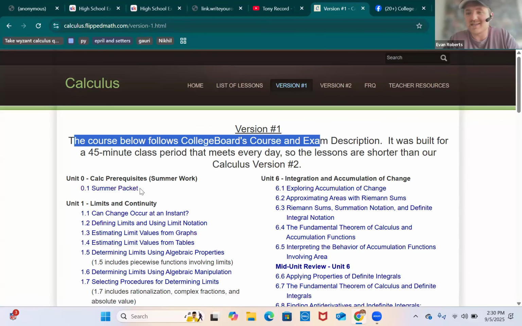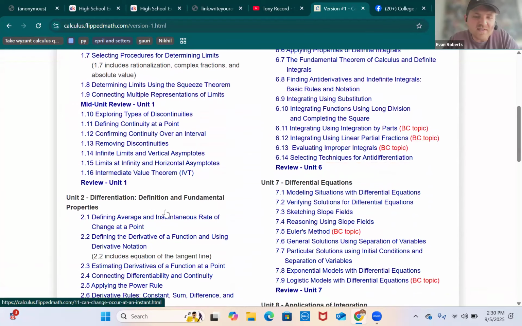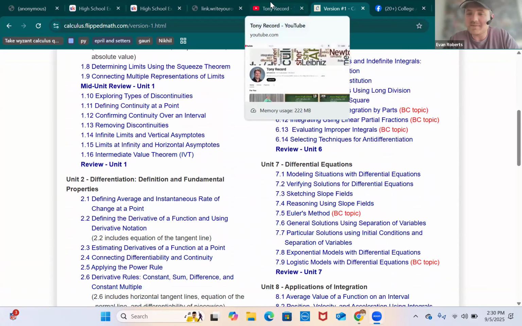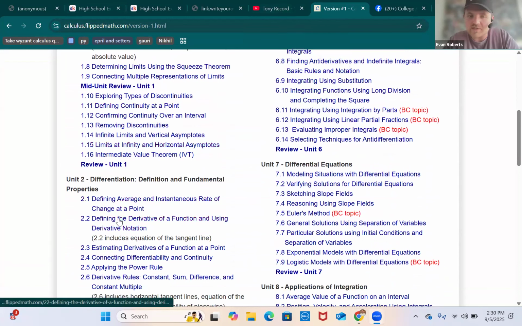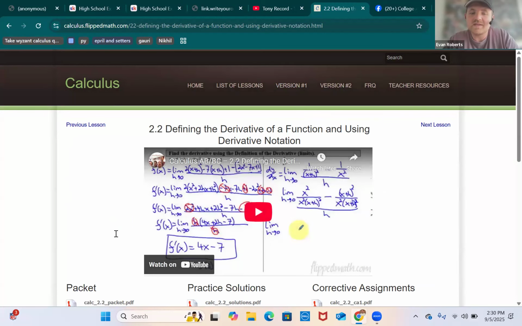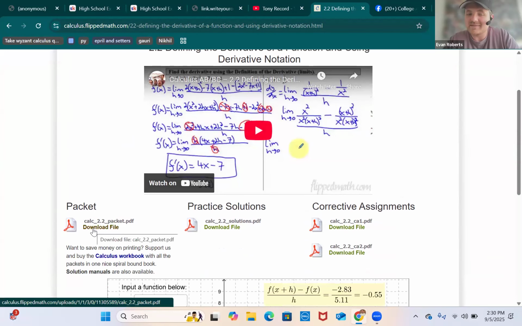for your student. So let's say your student is in Unit 2.2, they're learning what a derivative is and how it works, and they don't really know how to do it. If they come to this website, they can just go to 2.2 because that's the same across AP, and they can have a video explaining it. They can have a blank notes packet, and then they can actually have the practice solutions.